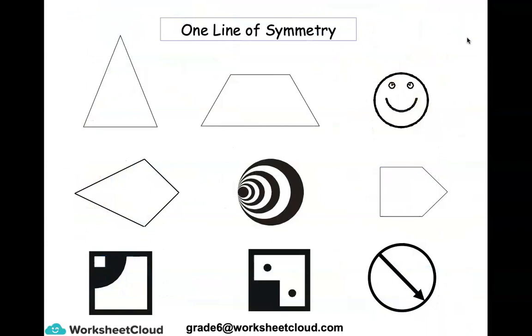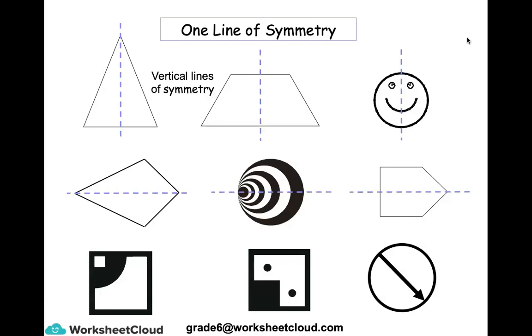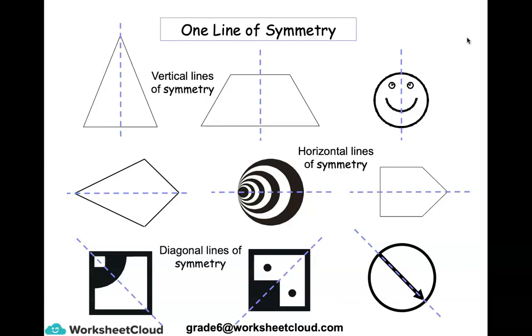Okay, so some objects only have one line of symmetry, and there are a few sound effects in this presentation, so apologies about that if they get annoying. So that has a vertical line of symmetry. All right, so vertically top to bottom, and that middle piece has horizontal lines of symmetry. So if you fold those shapes along those lines, the one half will fold along the other, and then those are diagonal lines of symmetry.